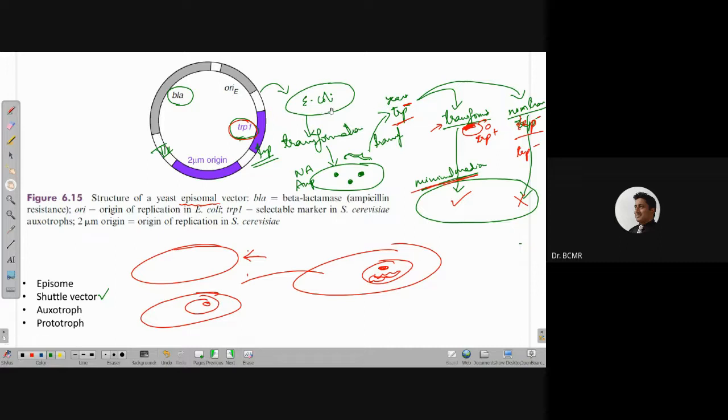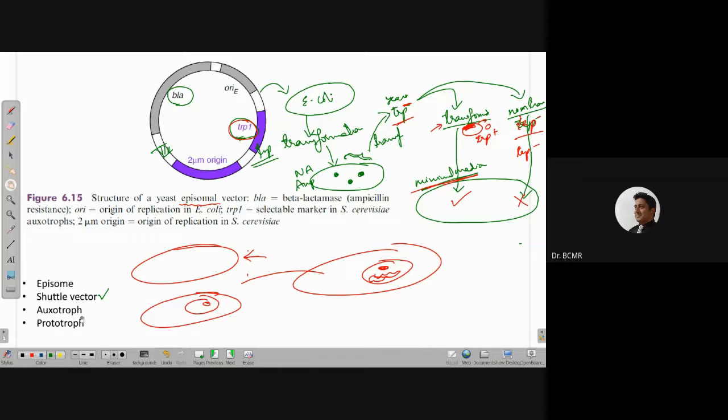And then we also need two selectable markers, one in E. coli and one in the yeast. So here are the origin of replication for E. coli, the origin of replication for yeast, the selectable marker for E. coli, and the selectable marker TRP1. Regarding TRP1, we discussed what is meant by an auxotroph and what is meant by a prototroph. Prototroph is the wild type, and auxotroph is a mutant, which is deficient in one or more genes, and it cannot grow on minimal media. It should be supplemented with whatever is missing.